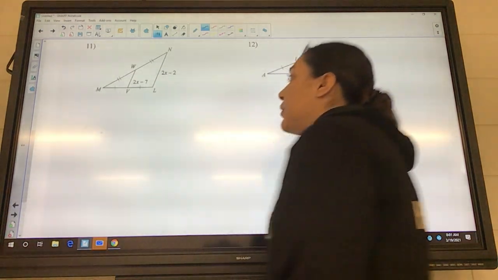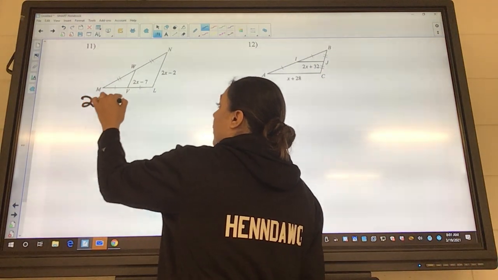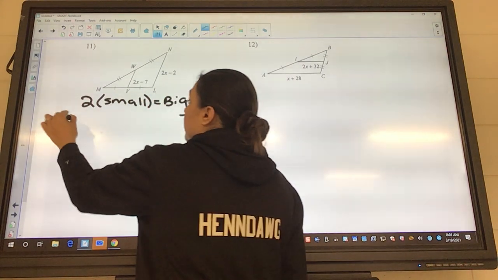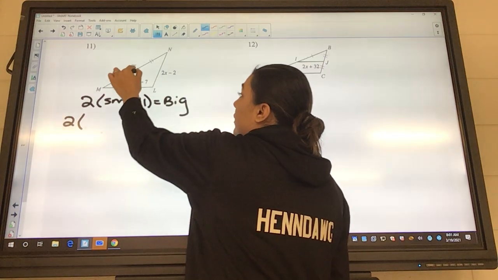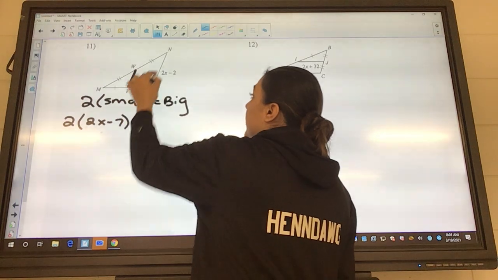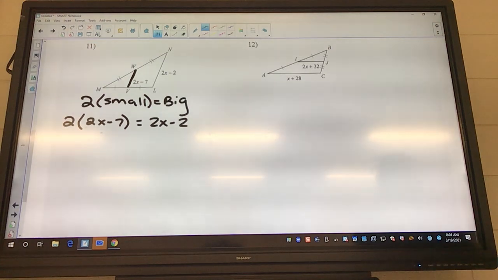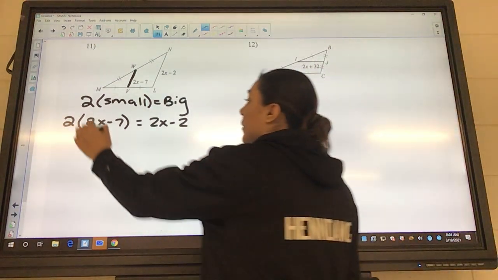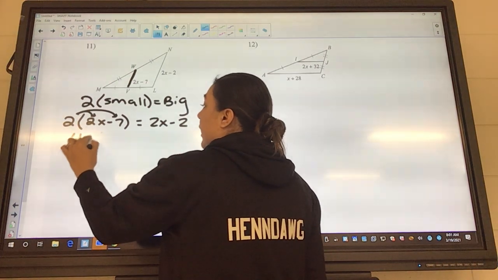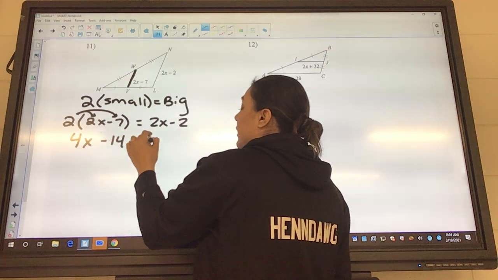Okay, this one is the same, so it's going to be 2 times the small equals the big. So 2 times the small should equal the big. Okay, so we have 2, and our small one, you can see, is right here. It's 2x minus 7 equals, the big one is going to be 2x minus 2. Okay, and so our first step is going to be to distribute. So 2 times 2x is going to give you 4x. 2 times negative 7 is negative 14 equals, and this side is going to stay the same.